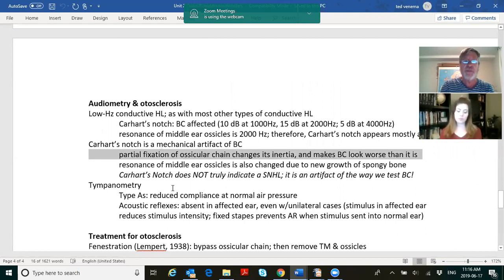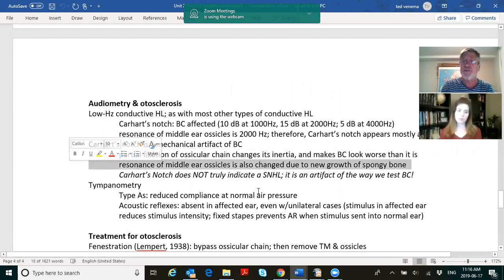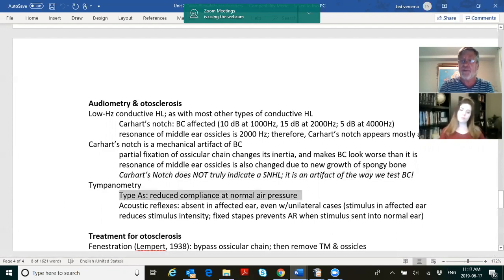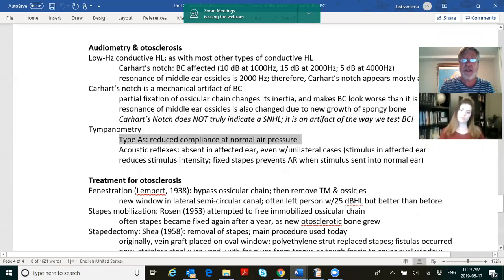The resonance of the middle ear ossicles might also change due to new growth of spongy bone, but here it is in italics. Carhart's notch, the drop in bone conduction, does not indicate a sensory neural loss. It's an artifact of the way we test bone conduction together with the unique pathology of otosclerosis. The type of tympanogram will be a type AS, a stiff tympanogram.